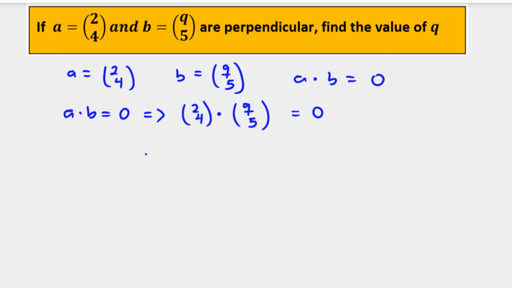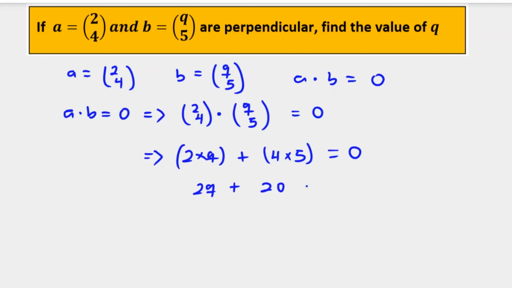Now we're going to multiply the two vectors, and this is how we multiply. We multiply the corresponding components, then we add the products. So you have 2 times K plus 4 times 5, and we are supposed to get 0. 2 times K is 2K, plus 4 times 5 is 20, and it is equal to 0.